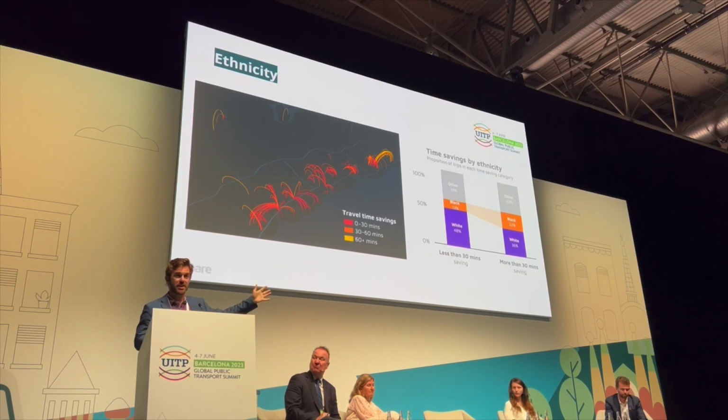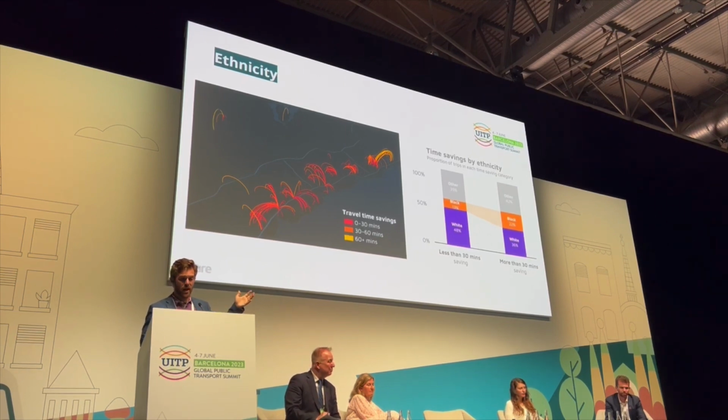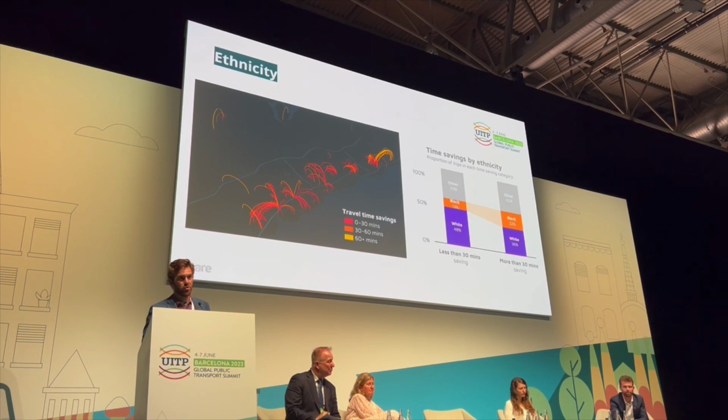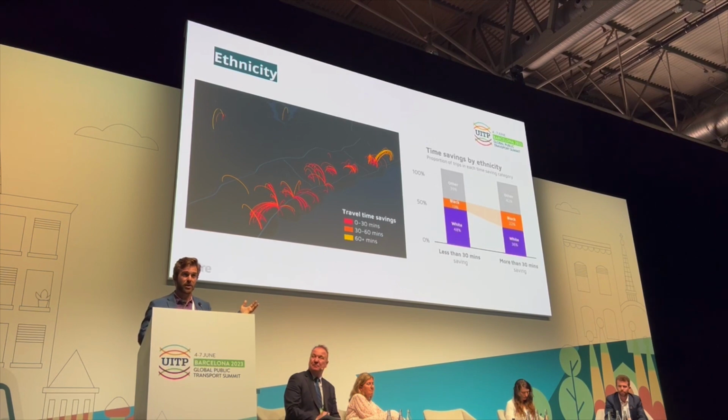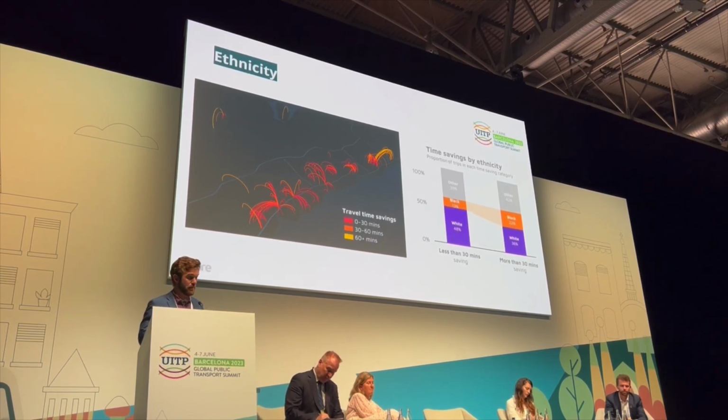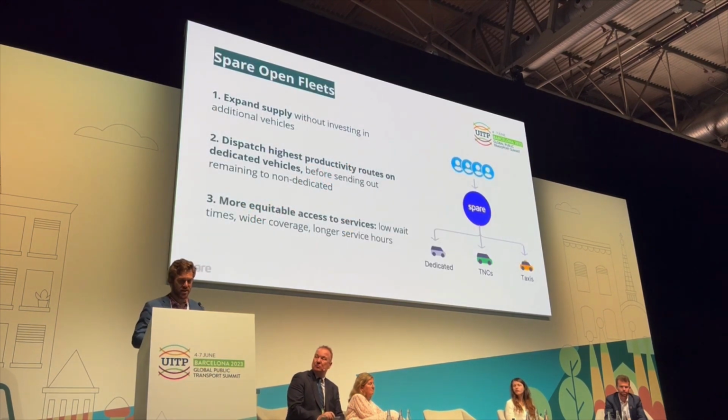But also on the right-hand side, you'll see a graph that, if you split out the people who save under 30 minutes or more than 30 minutes thanks to DRT, there's a clear difference in ethnicity, where Black and African American riders in this particular city in Canada kind of disproportionately benefited from the introduction of DRT. Now again, I think that's a big win for DRT.